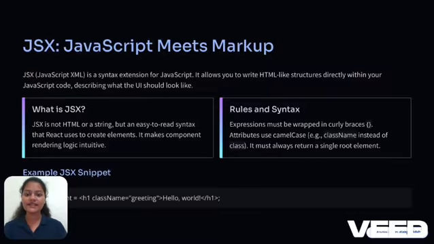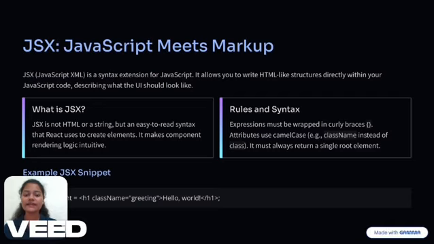Next, let's see about JSX. It is a syntax which is easy to read and it is used to create elements in React. Here expressions are wrapped in curly braces and it always returns a single root element.